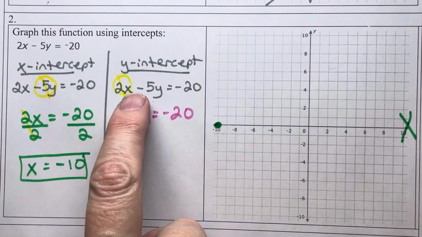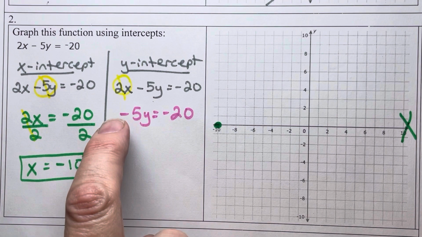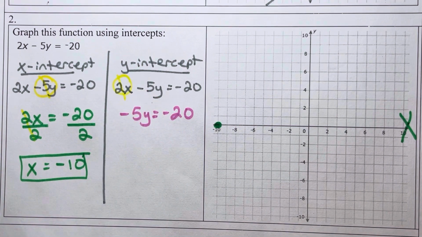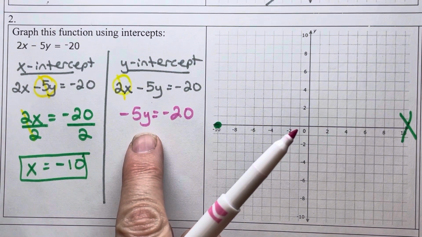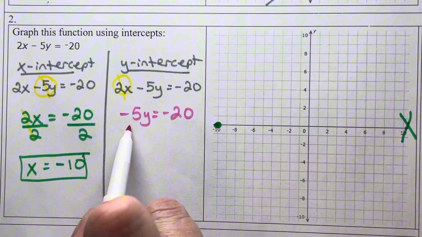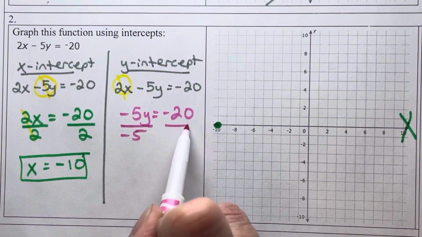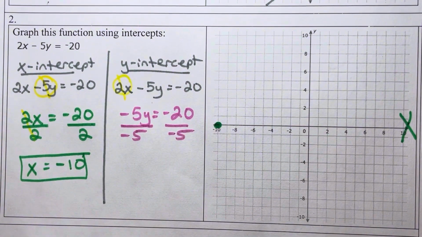Make sure you do not lose the negative that's here on the 5. If you do, we've just changed the whole problem, which is not going to work in your benefit. Step 3, if necessary, solve for y by dividing. And it is necessary because I have a coefficient in front of my y.